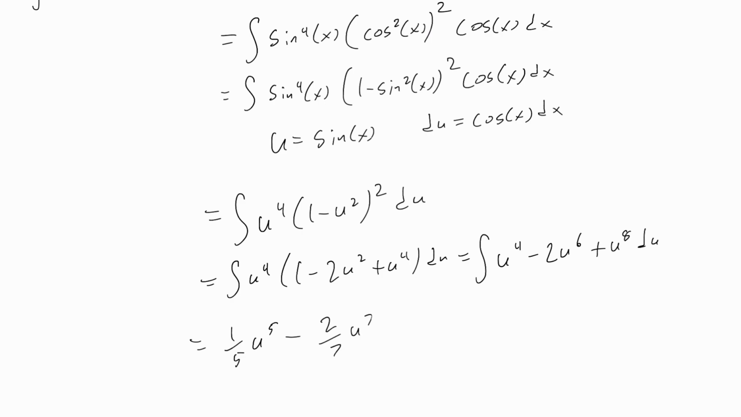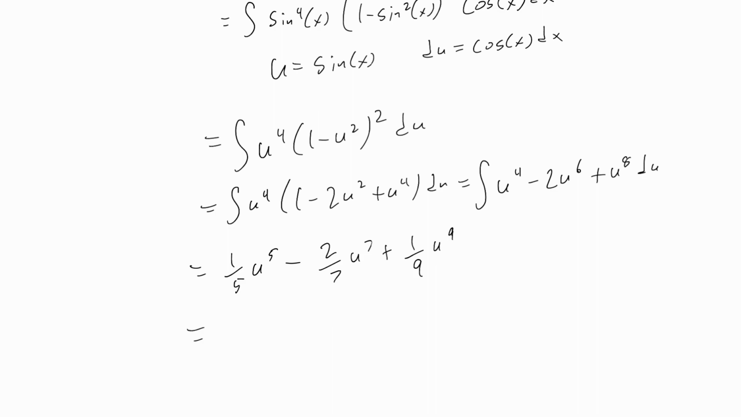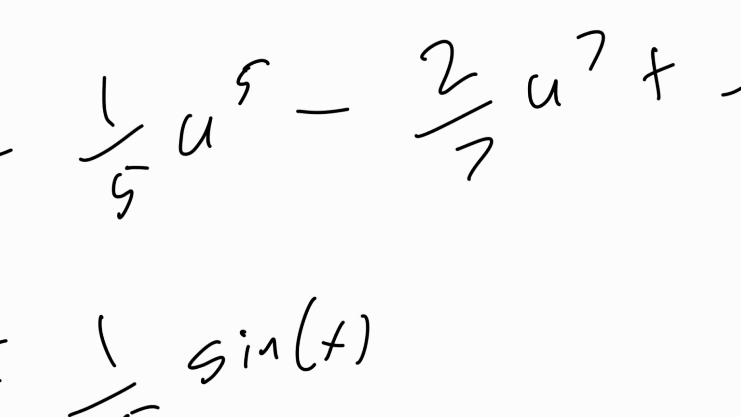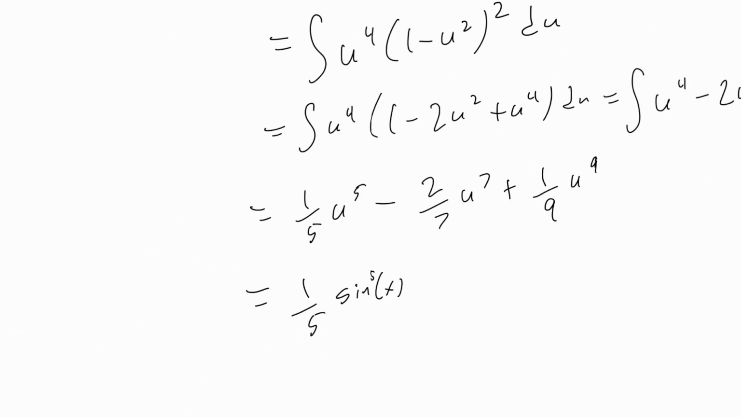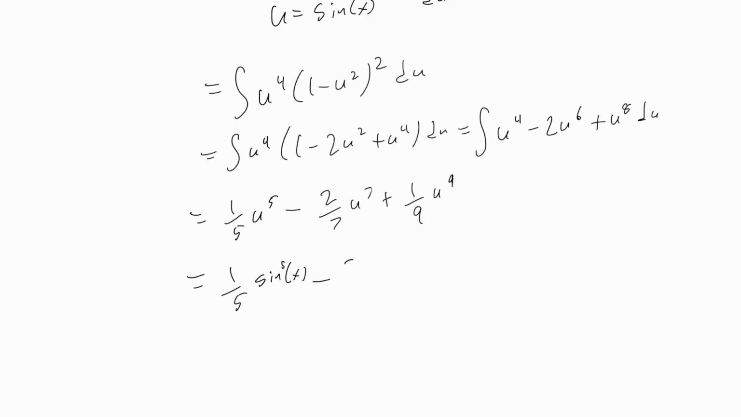So we get 2/7 u to the 7th plus 1/9 u to the 9th. And then we just trade in our u's for x's. Remember, u is sine of x, so we get 1/5 sine of x to the 5th, which I suppose for some reason we write the exponent next to the sine. Minus 2/7 u to the 7th, so that's minus 2/7 sine to the 7th of x, plus 1/9 sine to the 9th of x. And we can't forget our constant of integration, so plus c.